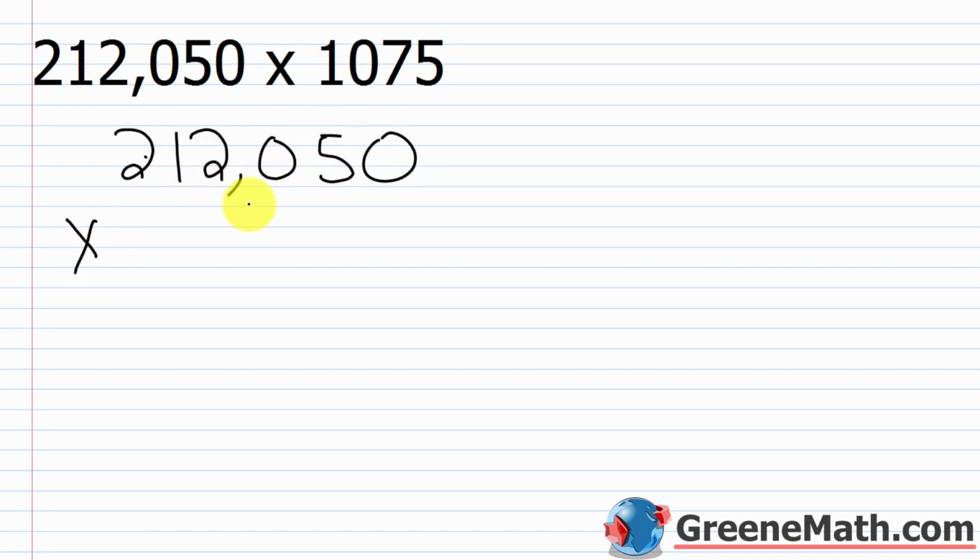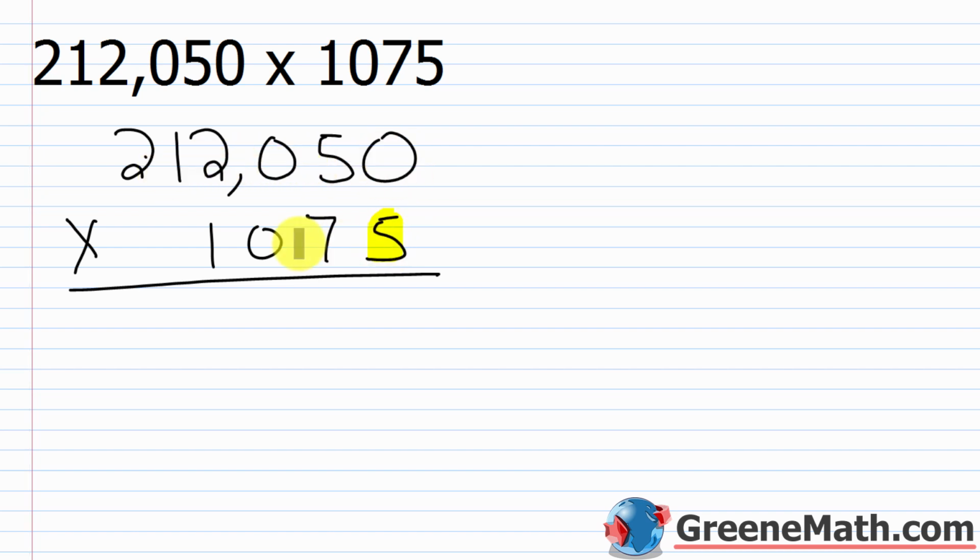Okay, so 212,050 times 1,075. I'm going to take this number, 212,050, and I'm going to put that on top. And I'm going to take 1,075, and I'm going to put that on the bottom. Okay, so again, we start out the rightmost digit of the bottom number times the rightmost digit of the top number, and we're just working our way to the left.